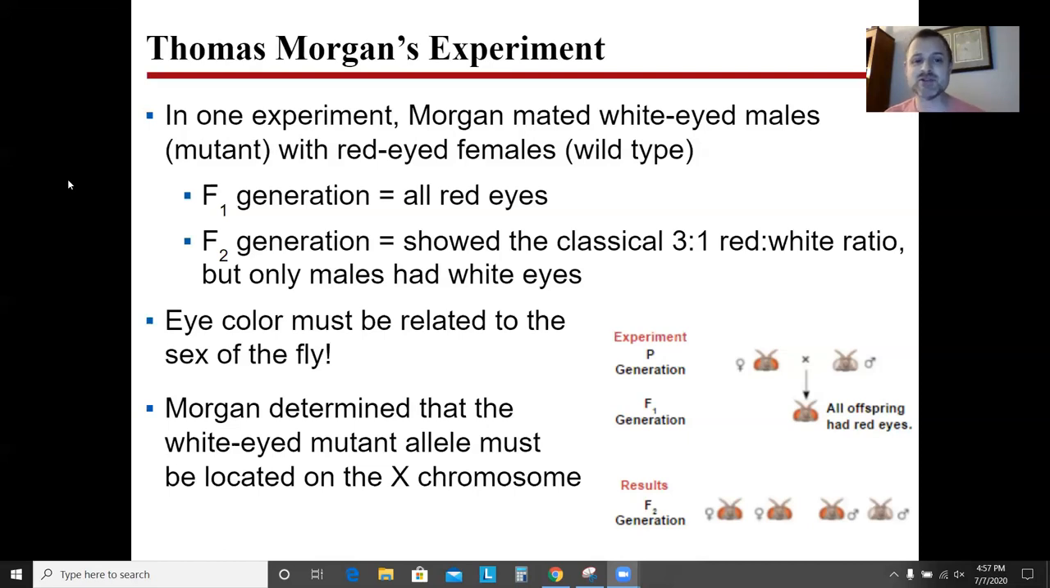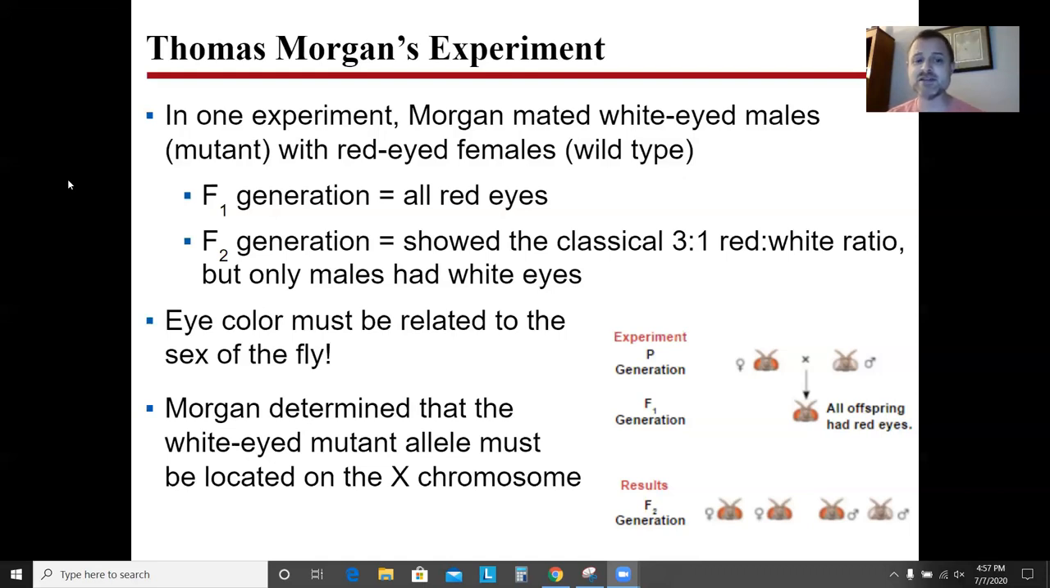Then he would cross two F1 flies to get the F2 generation, and guess what? He got the classical 3-to-1 ratio, just like Mendel got, but with one extra complication. All of the flies that had white eyes were male. There were no females with white eyes. So he's like, oh gosh, something's going on. Something's more complicated than Mendel found.